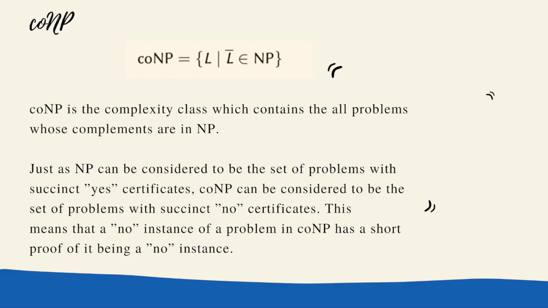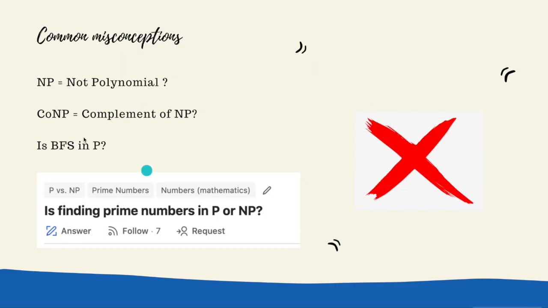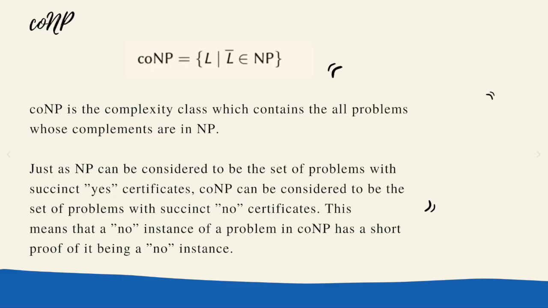Let's define something called coNP. Again, it's very common to have a misconception. In fact, let me go through the misconceptions once before actually going through what coNP is. Common misconceptions are, like I told you, NP does not stand for not polynomial. It is non-deterministic polynomial, and coNP is not the complement of NP. Again, a misconception. In fact, coNP is a complexity class which contains all problems whose complements are in NP.